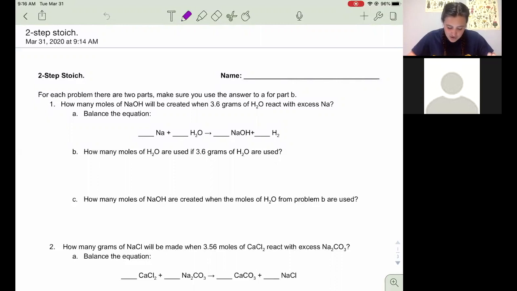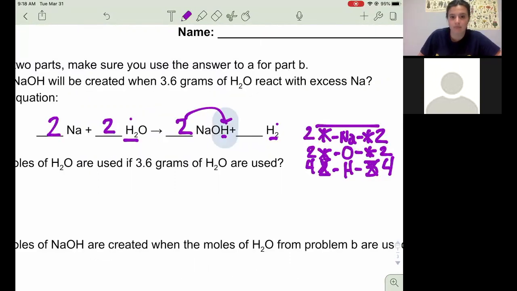All right. So for each problem, there are two parts. Make sure that you use the answer from part A for part B. So you have to solve for part A before you can do part B. All right. So the first thing is we have to balance our equation. Again, if we need help with balancing, I'm available for Zoom chat. Let me know what we need.